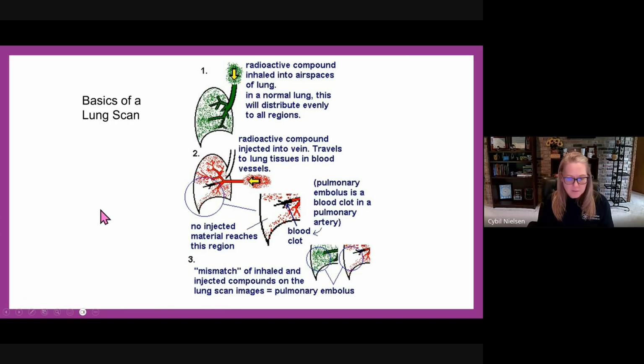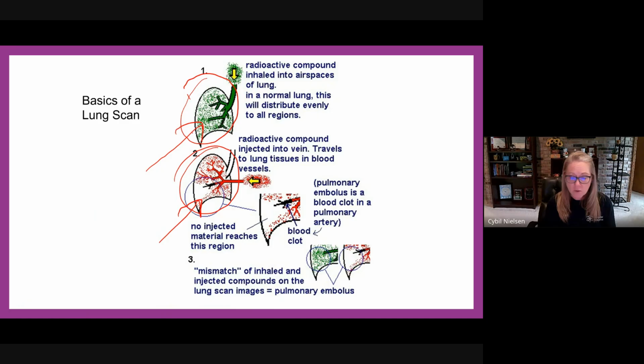All right, so the basics, we're going to look at the airflow and we're going to look at the blood flow. And since it's a blood clot, we're going to see a defect in the blood flow, no defect in the airflow.